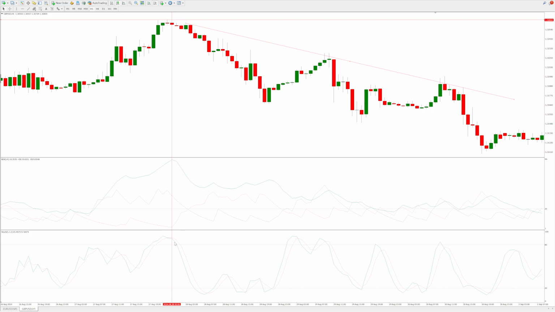You also have the main line and the signal line. When the main line crosses below the signal line, it suggests bearish market, and vice versa. When it crosses above, suggests bullish market. So traders look for crosses really in these extreme overbought zone, anything above 80.